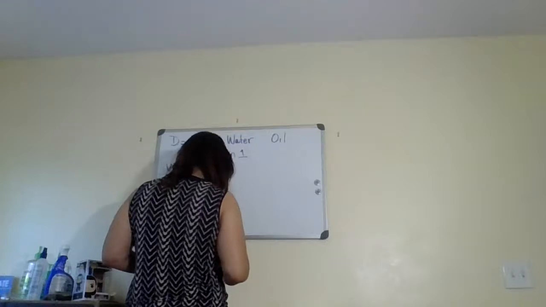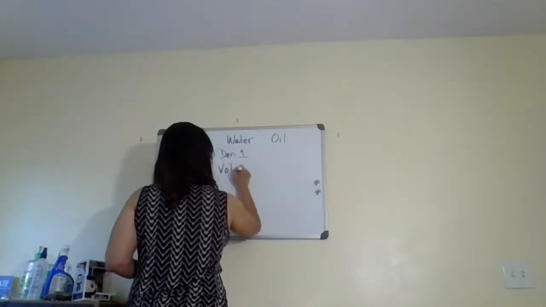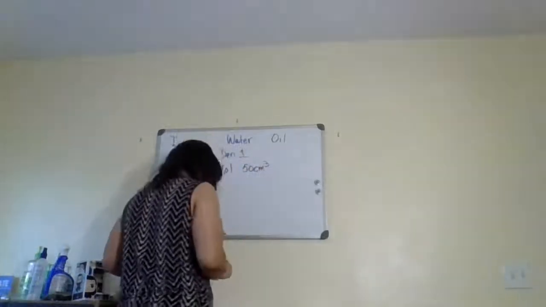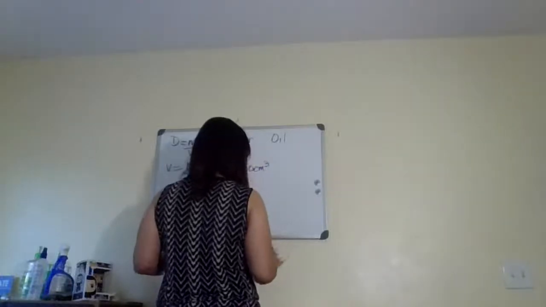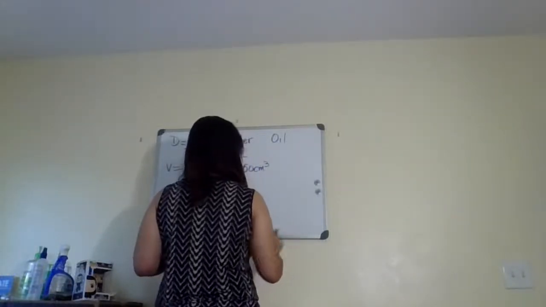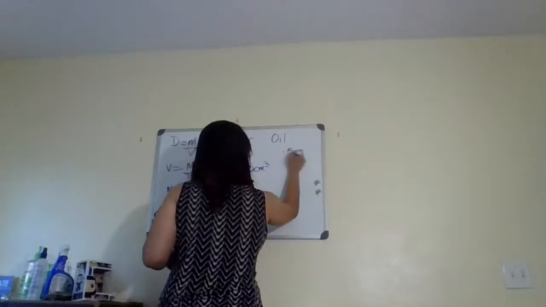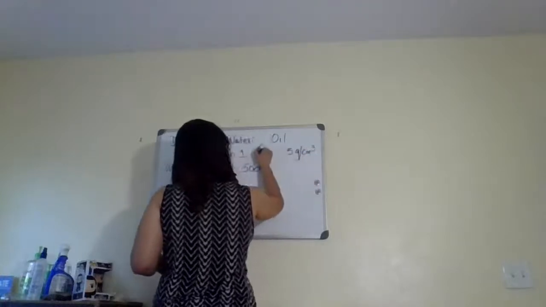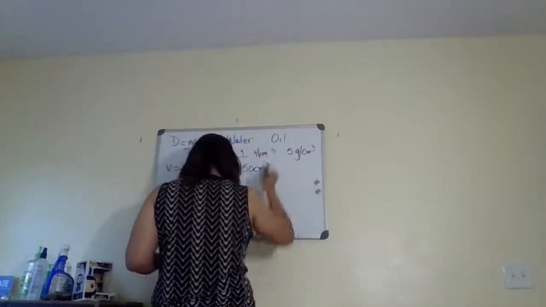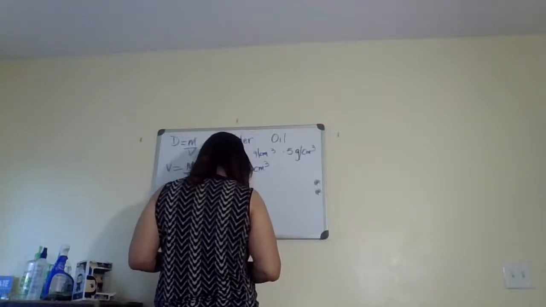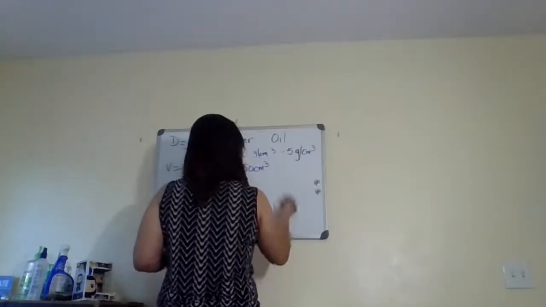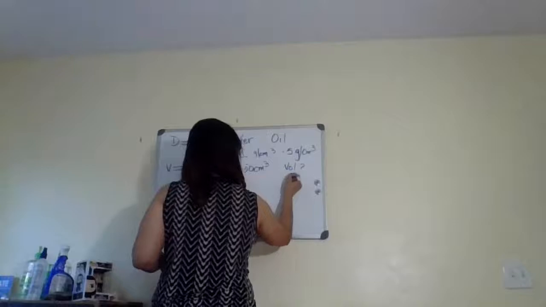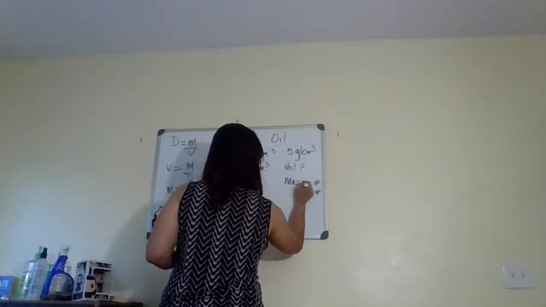Okay, so what we're looking at in terms of this particular problem, you have the density of water. So let's say we have water and we have, let's say, oil. Okay? So water has a density of 1. It has a volume of 50 cubic centimeters. The oil, let's say, this particular oil has a density of 0.5 grams per cubic centimeter. This is grams per cubic centimeter. And its volume is unknown. Its mass is unknown.